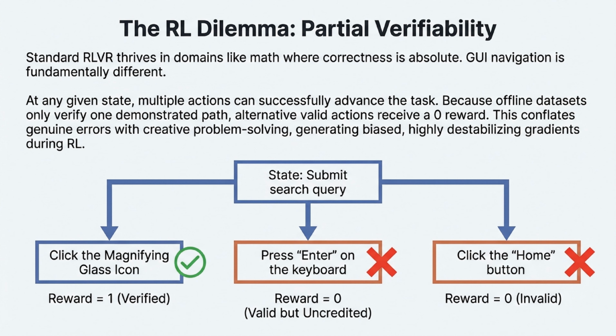Next, let's look closer at the second bottleneck, the RL dilemma. Standard reinforcement learning works great for math, where an answer is either absolutely right or wrong. But GUI navigation is fundamentally different. From any given state, multiple actions can successfully advance the task, like clicking a magnifying glass icon versus pressing enter on a keyboard. Because offline datasets only verify one demonstrated path, those valid alternative actions receive a zero reward. This conflates genuine errors with creative problem solving, creating biased and destabilizing gradients during training.